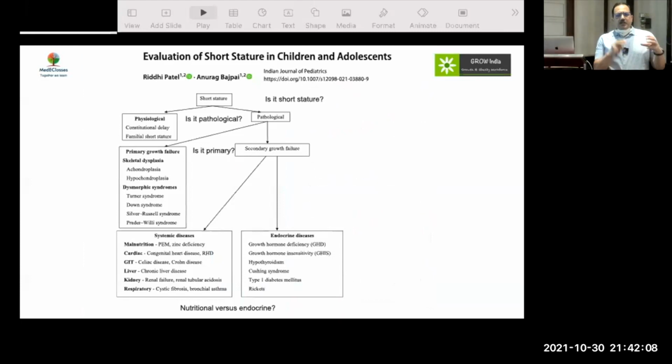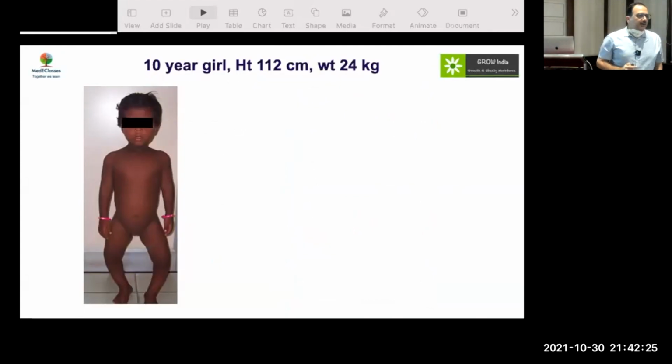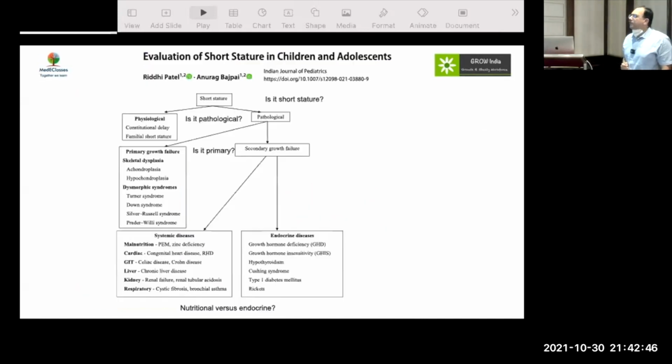Now, the next issue is, is it a primary growth failure? Once we know he's short, is it primary or secondary? When we say primary, it means skeletal issues. So you look at the child's face, you look at the proportion, and you will identify that very easily. What do you think is the diagnosis here, Dr. Prabhat? So this is a classical picture of achondroplasia. You have short limbs and the trunk is more. So this is a very classical presentation. Which genetic abnormality would you identify, Dr. Sayan? FGF receptor defect will be there, and that we can identify.